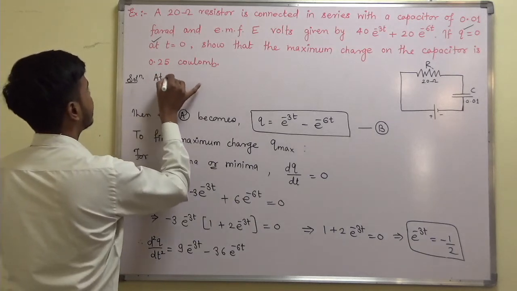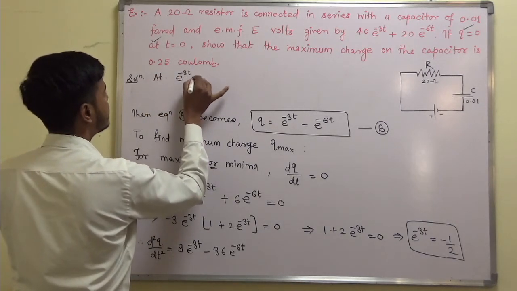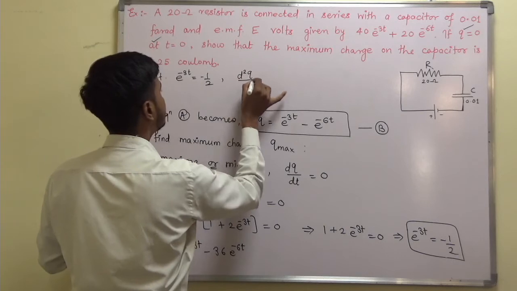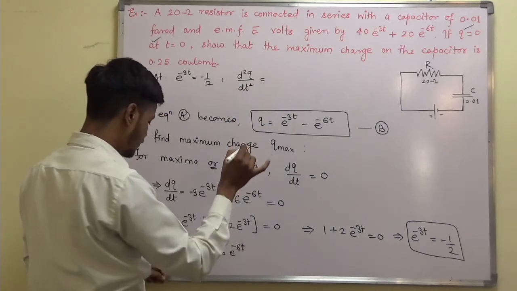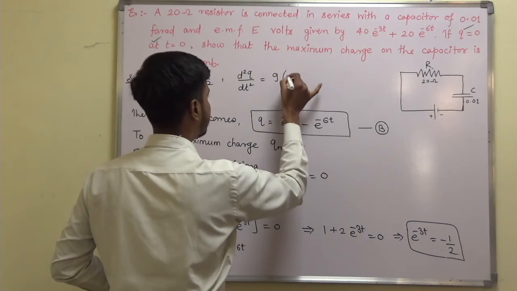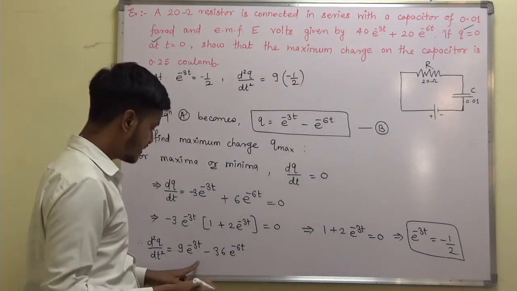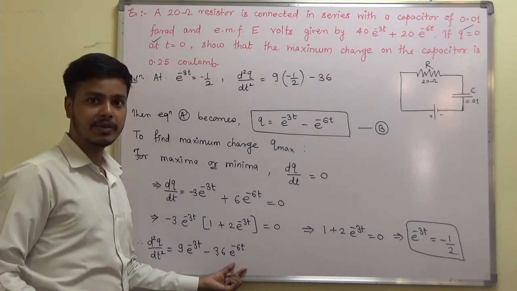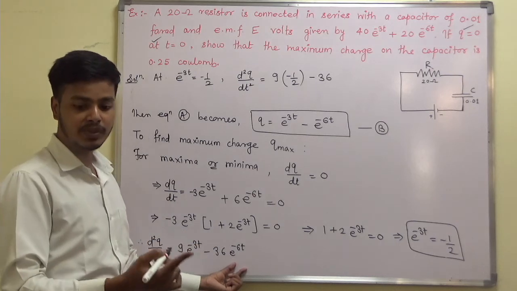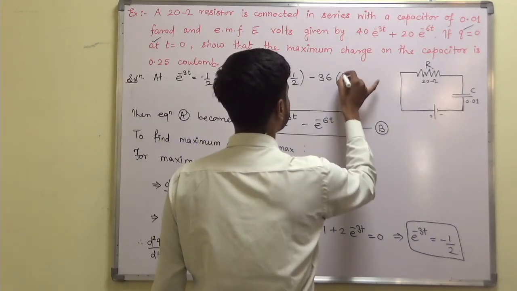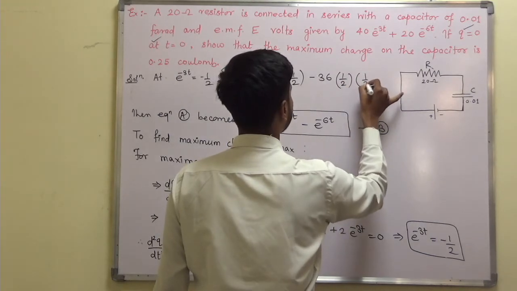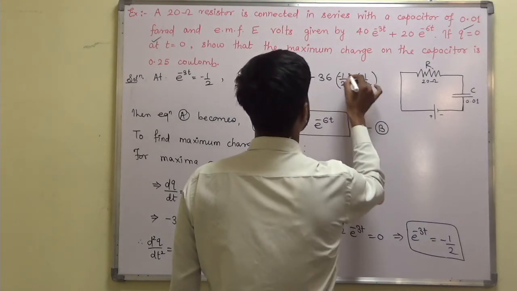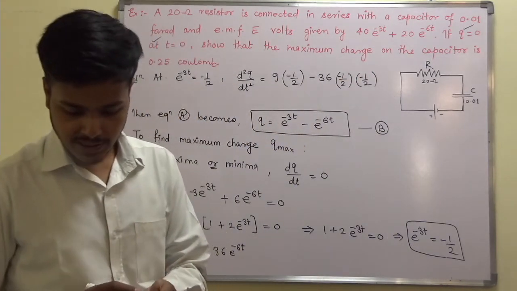At e to the power minus 3t is equal to minus 1 by 2, d2q by dt square is equal to 9 into e to the power minus 3t, minus 36 e to the power minus 6t, which can be written as e to the power minus 3t into e to the power minus 3t. So I can just put here 1 by 2 into 1 by 2. Is that correct? Yeah.